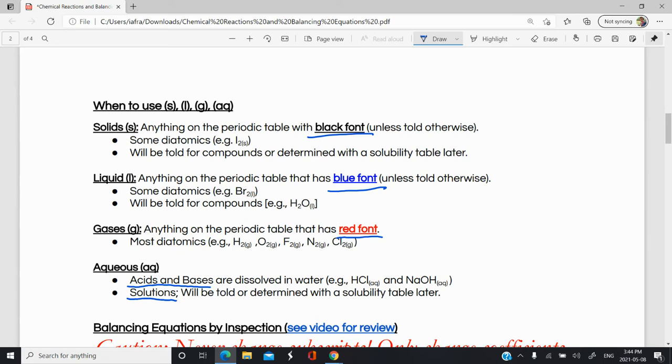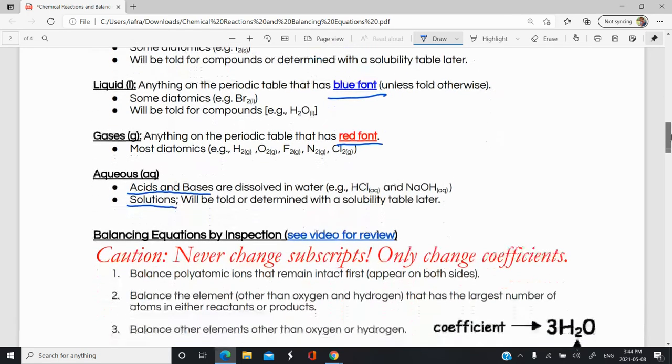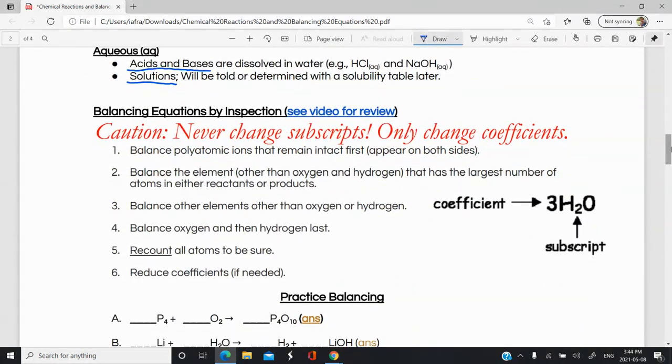Later on, there'll be a way to predict if you have a solution or not, but for now, for the most part, you'll be told if you have a solution. And then we'll get to balancing. I'm not going to do a very long review of balancing. I might do one or two examples because you've seen balancing before in several videos. You've seen it in grade 10, and we've already reviewed it in the chemistry review package.